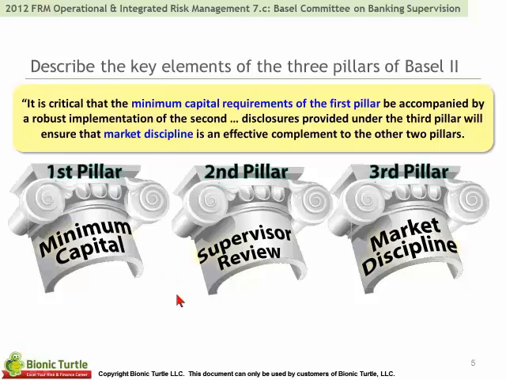Okay, but there's really 3 pillars, and notice the quote here, it is critical that the minimum capital requirements of the first pillar be accompanied by a robust implementation of the second pillar, which is the supervisory review. And so here it might be helpful to keep in mind that the Basel Committee really doesn't have any kind of international legal jurisdiction over countries, of course, and banks in them. Rather, it's the national supervisors that have that authority.